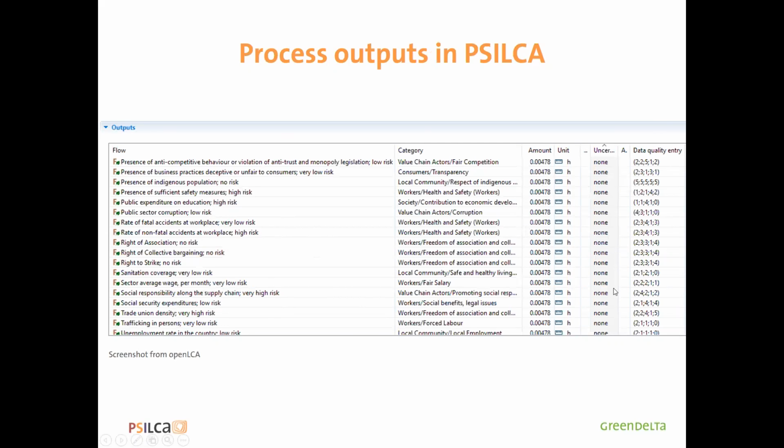And here on the right, we can see the data quality assessment, from 1, which is the best evaluation, to 5, which is worst. So for example, if we look at this indicator, which would be very high or high risk of the presence of sufficient safety measures, so probably there are no sufficient safety measures provided, and the data quality is also quite good. This 4 refers to the geographical conformance. So this helps to tell us how reliable this risk level is.